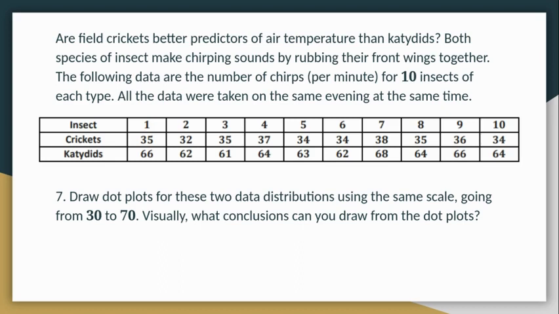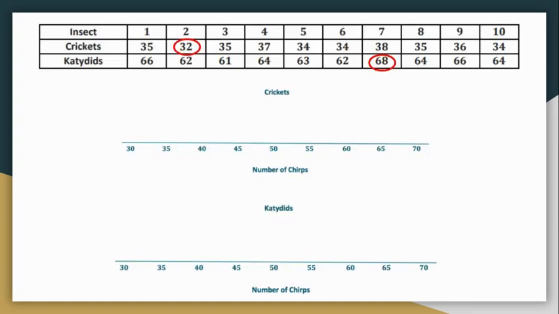Let's start by creating a dot plot to represent each type of insect. I see that the greatest value we have in either table is 68, and the smallest value is 32. Let's draw a different dot plot for each insect that includes these ranges, counting by 5 to save space and time. Once you've done this, go ahead and plot all of the values for crickets and katydids on their respective dot plots.